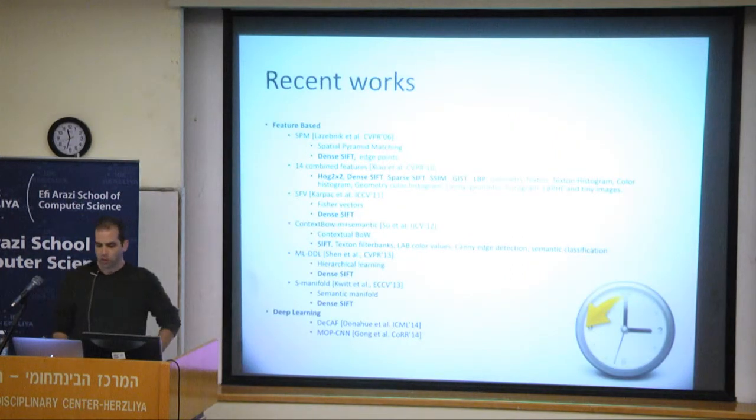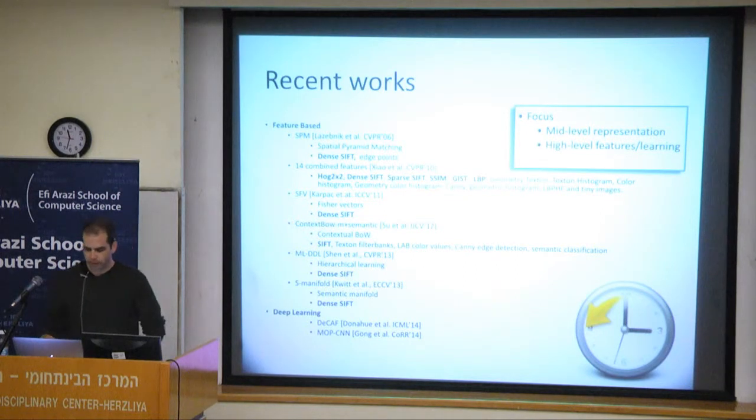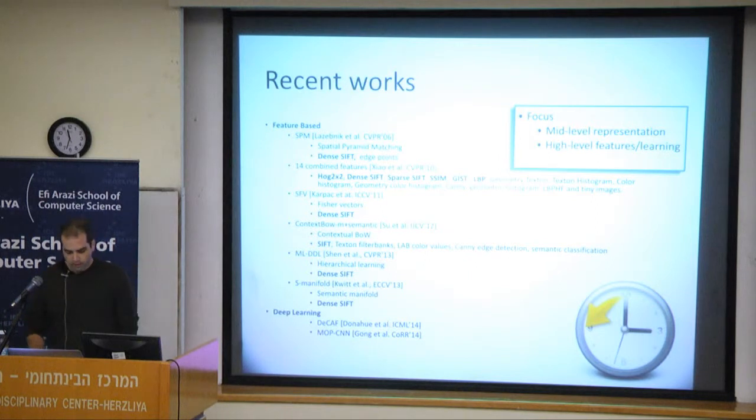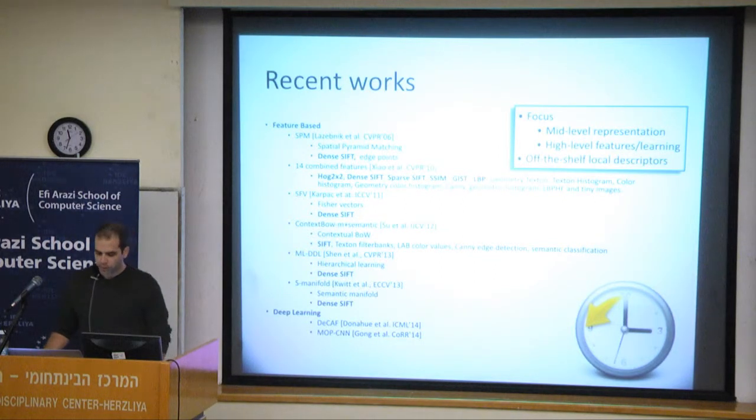Looking at recent work, we noted a couple of things. Most work focused on either mid-level representations, such as spatial pyramid matching, Fisher vectors, and so forth, or high-level features and learning paradigms, such as hierarchical learning, incorporating contextual and semantic cues, and deep learning frameworks that learn the features themselves. The other thing that we noted is that most feature-based solutions use off-the-shelf local pattern descriptors, such as HOG and SIFT.